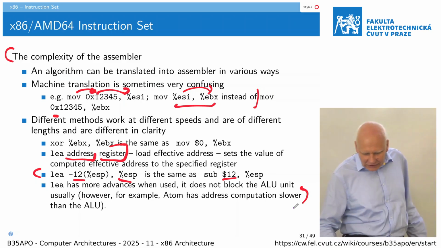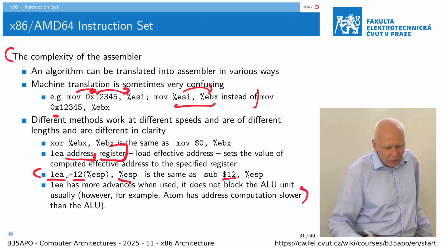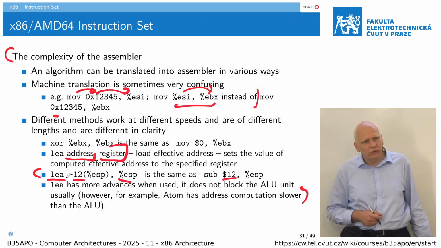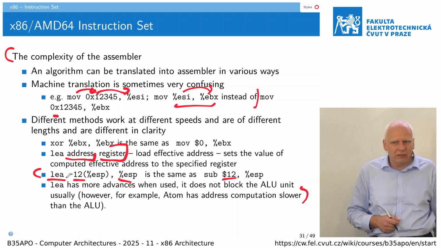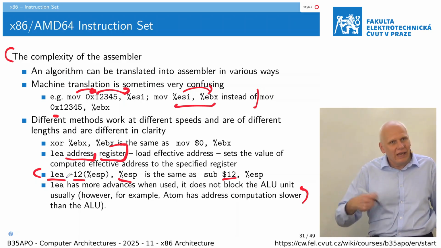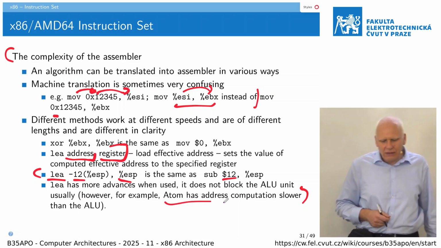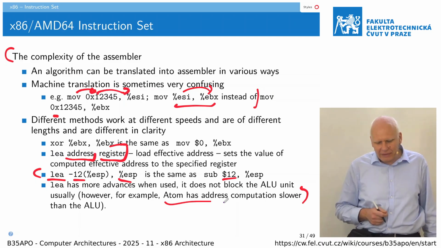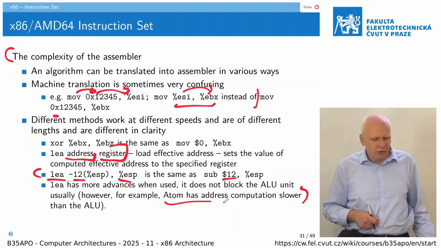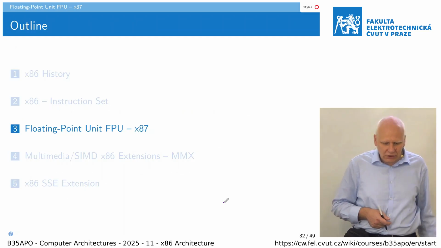It is interesting that for some implementations, this load effective address is computed on the load store unit, so it can be computed in parallel with another arithmetic logic operation, so it can enhance the throughput. On the other hand, on some Intel low power implementations, it is much slower than computing this with the arithmetic logic instructions.